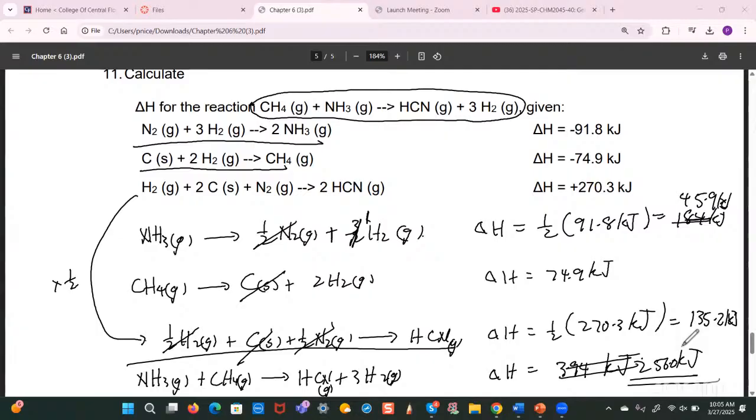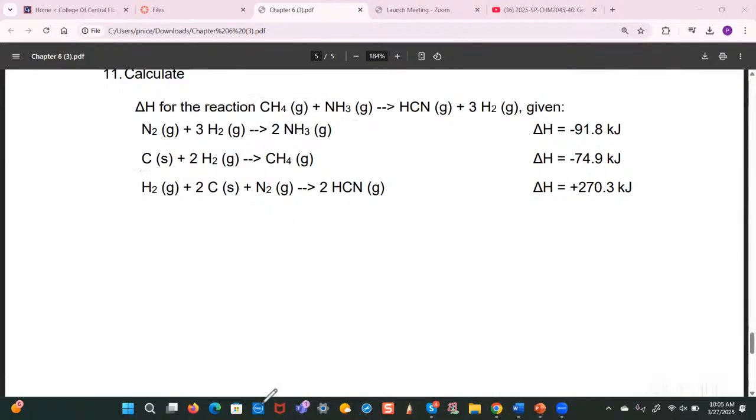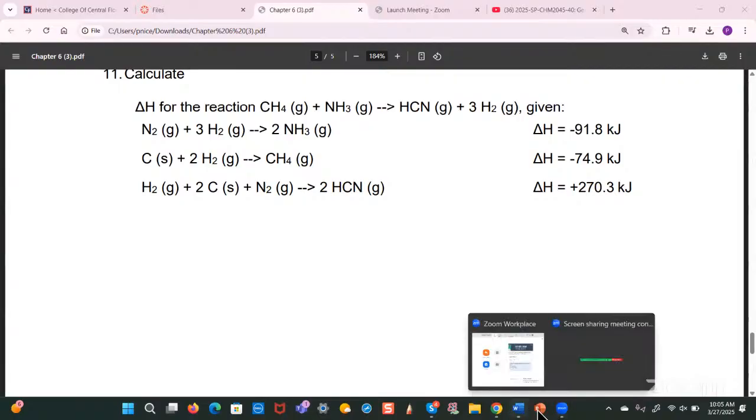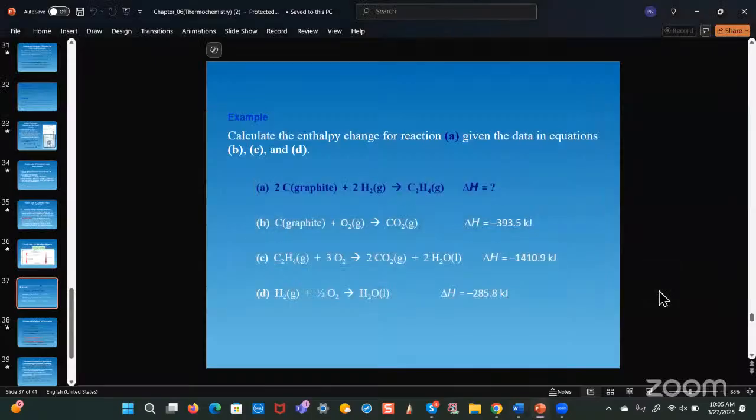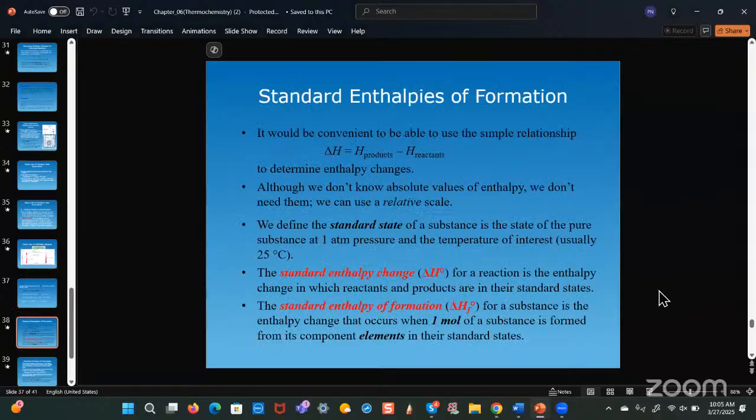Any other questions? 256.0? Okay, so if we're finished with this, there's one more topic that we need to cover in order to end this chapter. And that has to do with the concept of standard enthalpy of formation. All right, so let's talk about that.